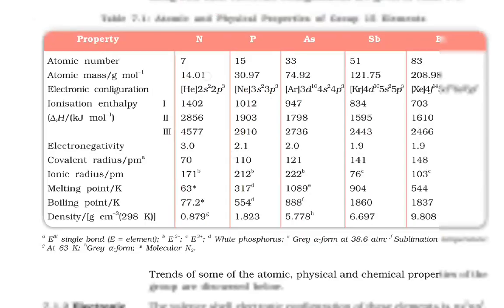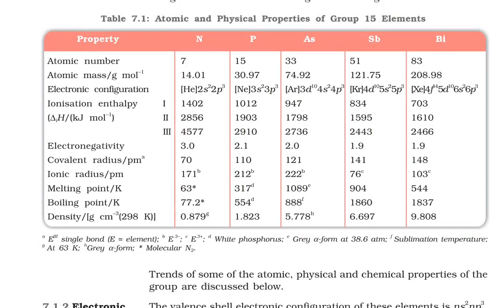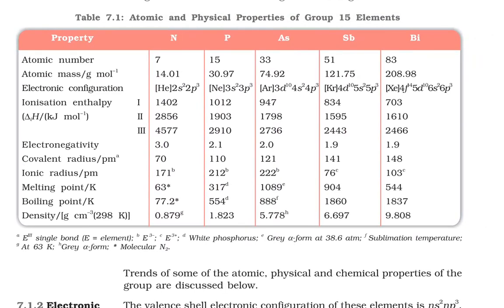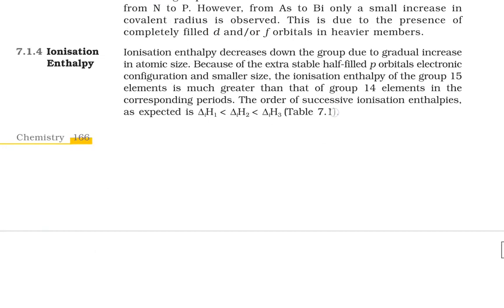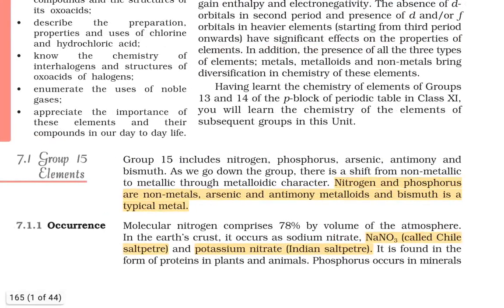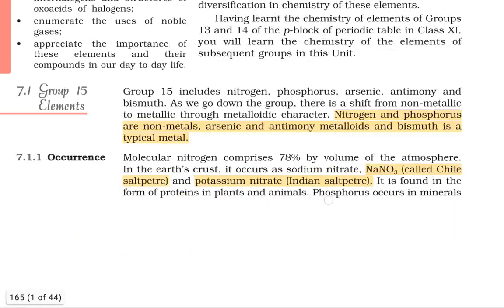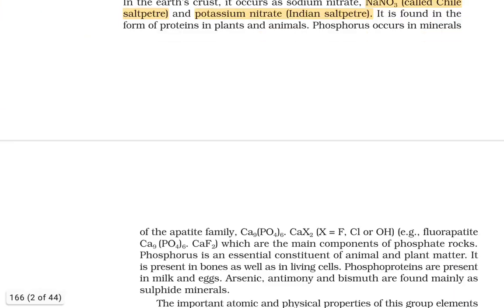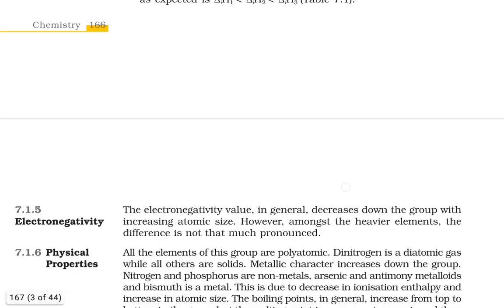So you can see 1402 for nitrogen, first is 1402, second is 2856, and third is 4577. Similarly for all, this implies that first ionization enthalpy is smallest, second is larger than first and third is larger than second. So that is the thing which is written here. Note that we are reading this for group 15 elements, the chapter is p block elements, and in p block all these properties are of group 15 elements.